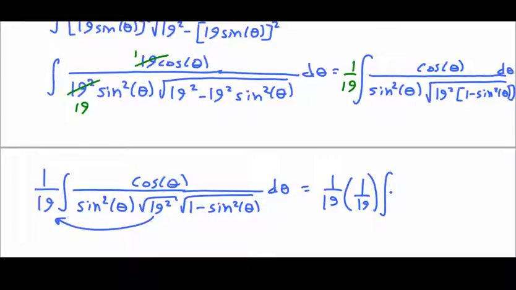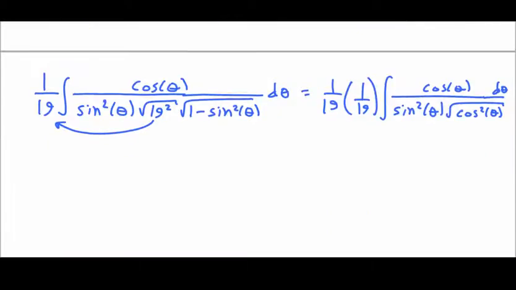Sine squared theta. Now 1 minus sine squared is cosine squared, so under the radical I have cosine squared theta. In the numerator I have a cosine of theta, and of course my d theta. Don't drop your differential. So now I have 1 over 19 squared integral. Now the square root of cosine squared is cosine, so the cosines cancel. 1 over sine squared is cosecant squared. So I can rewrite this as the integral 1 over 19 squared cosecant squared of theta d theta.